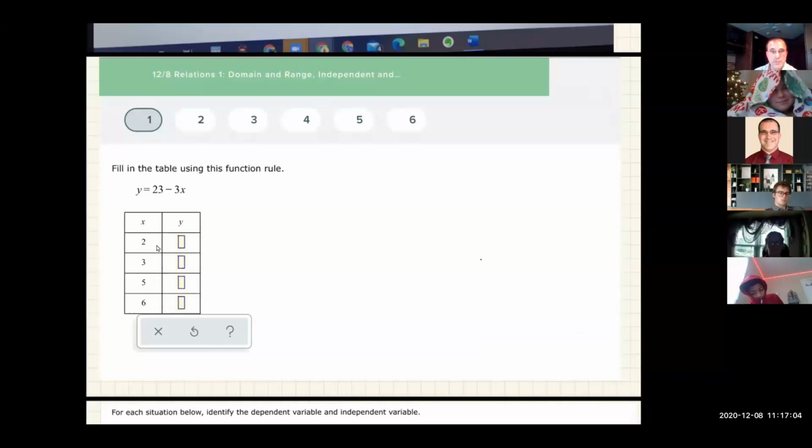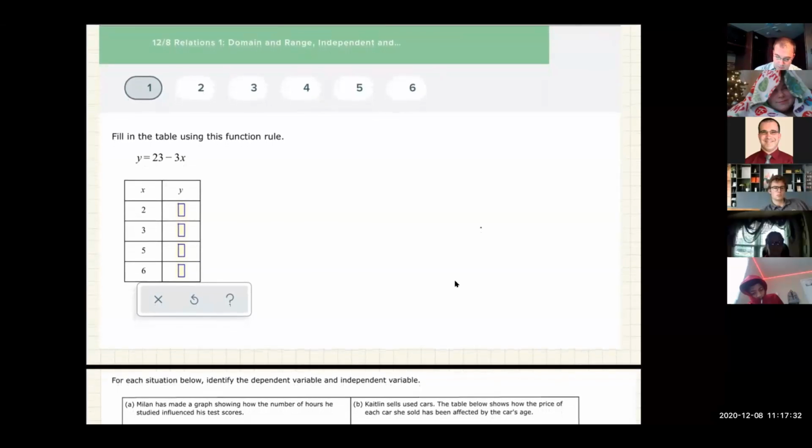So here's our first example. And even before you learned about relations, I am guessing you have seen plenty of these, but just a quick reminder for anybody that could use one. Right here is the rule to help us figure out what the y value is. If you want to know y, take the number 23 and subtract 3 times the x value. So I'm just going to write that rule right over here next to my table. Y equals 23 take away 3x.